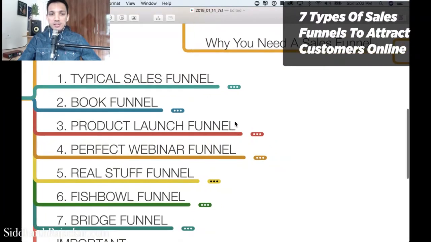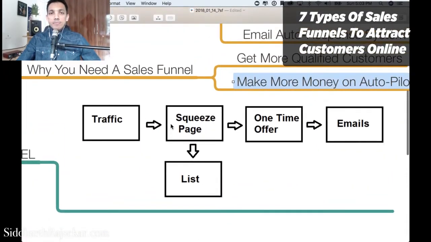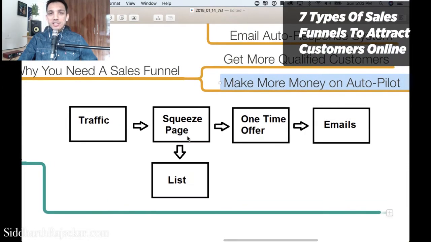Okay, let's get to the typical sales funnel. The typical sales funnel looks like this. You have traffic. Let's say you do a video, and from the video you have traffic going to your squeeze page. A squeeze page is nothing but a page which squeezes out information from your customers in terms of their name, their email, their phone number, and they get into a list.